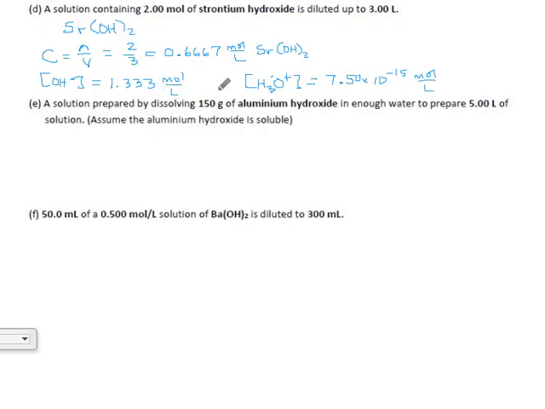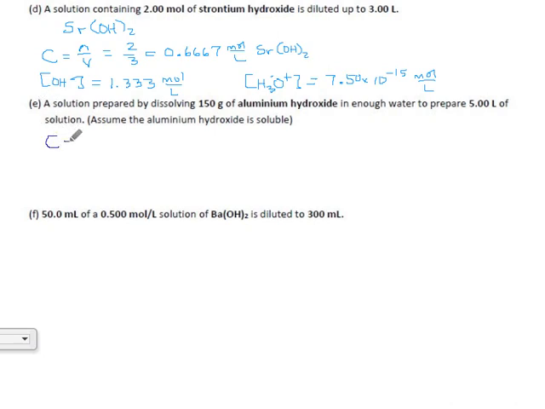Okay, 150 grams of aluminum hydroxide in enough water to prepare 5 liters of solution. My first thought was, I don't think that this dissolves real well in water unless the water is very hot. But they're saying just wave that off. They want us to do the number crunch, so don't fret the solubility thing.